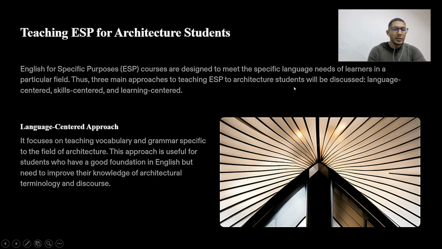So the language centered approach is the one that focuses on teaching vocabulary and grammar specific to the field of expertise, which in this case is architecture, for architecture students. This approach is also useful for students who have a good foundation in English but need to improve their knowledge. Nonetheless, it is not required that students have prior knowledge of the language or of the topic in the field. However, it is advisable, okay?